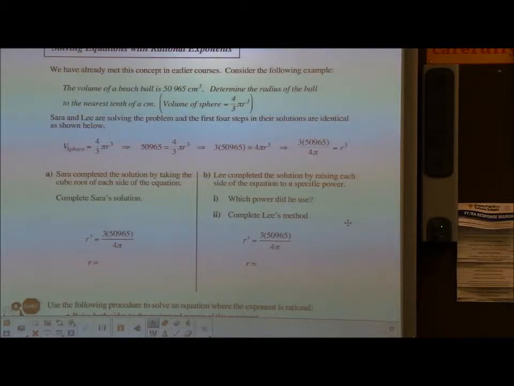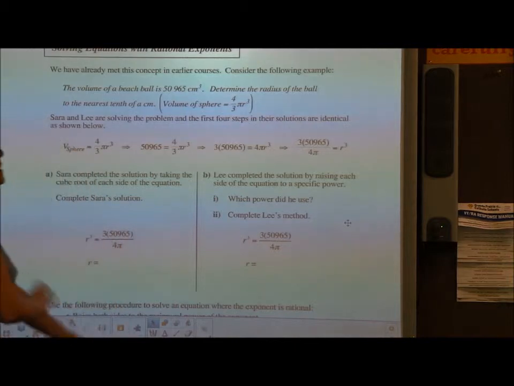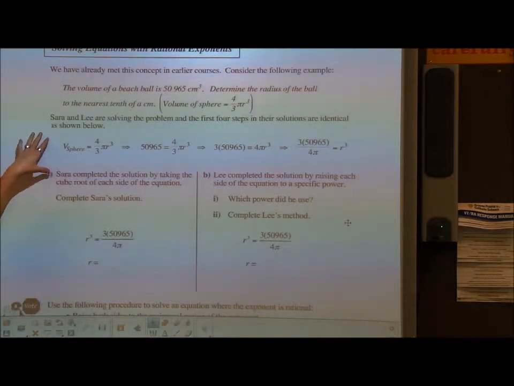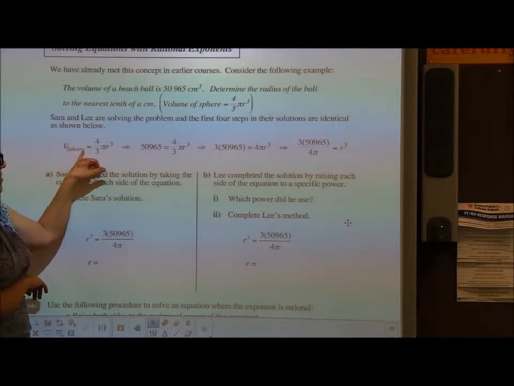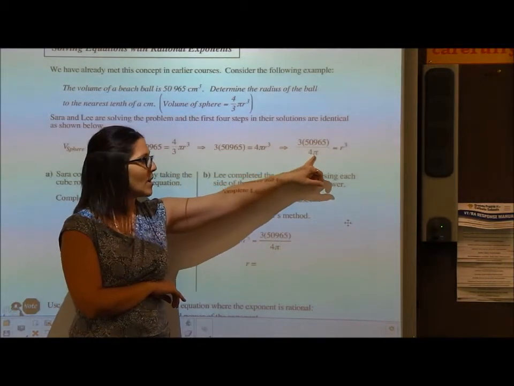So we're going to look at solving equations with a rational exponent. The volume of a beach ball is 50,963 cubic centimeters. Determine the radius of the beach ball to the nearest tenth of a centimeter, given that the volume of the sphere is 4/3 pi r cubed. So it says Sarah and Lee are solving the problem and the first 4 steps are identical to each other. They substitute in the volume of the sphere, multiply by 3, and then divide by 4 pi.